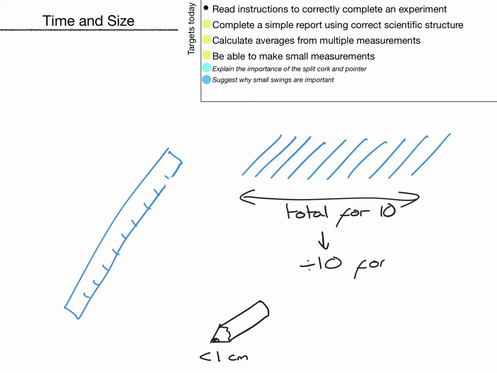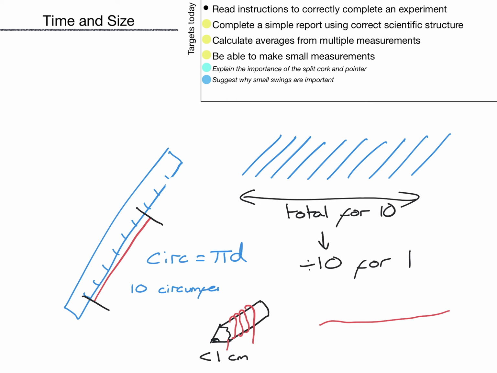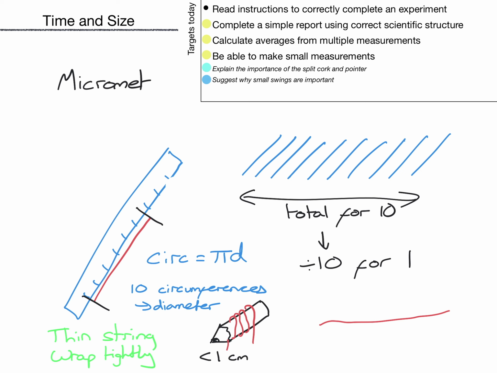A second method is to get some string and wrap it around the pencil 10 times. Then unroll it and measure the length. Using the formula that circumference equals pi d, we just measured 10 circumferences, we can get the diameter. Now you do need to use a thin string and wrap it tightly to keep the error down, but it works. You could also change to different apparatus, such as a micrometer, but we'll cover that another time.